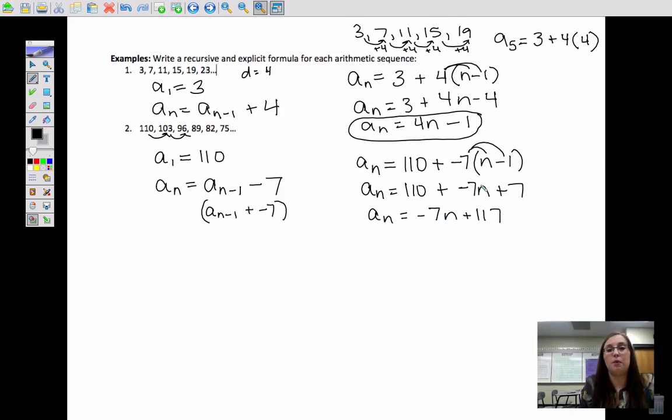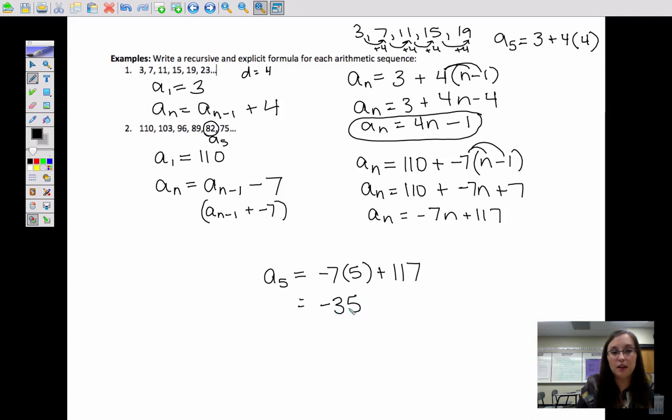And maybe I want to check my work just to make sure that this explicit formula is working. So let's say we're trying to find a term that's already been found. So we are trying to find a sub 5, 1, 2, 3, 4, 5, the fifth term. So let's double check to make sure that our work is correct here. So a sub 5 would be negative 7 times 5 plus 117. That should work to get us the fifth term. Negative 7 times 5 is negative 35. And when I add that to 117, I get 89.